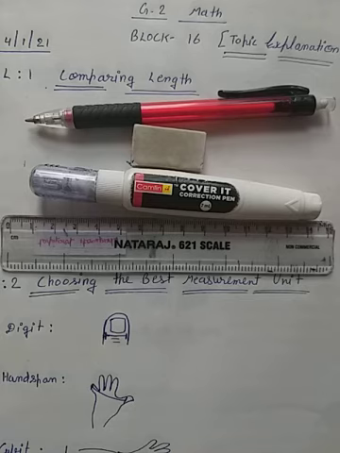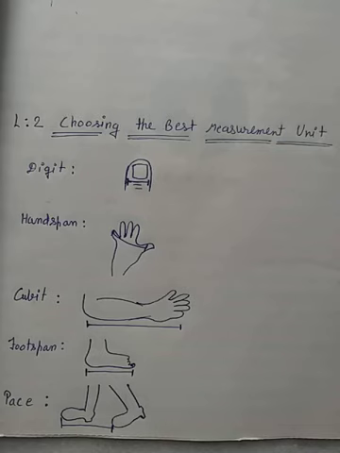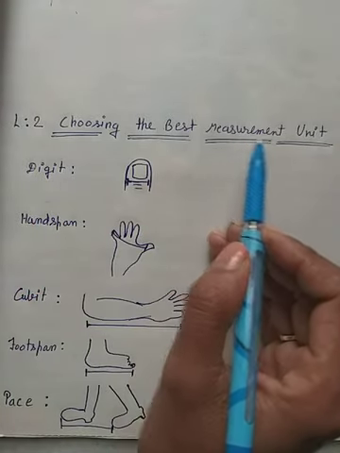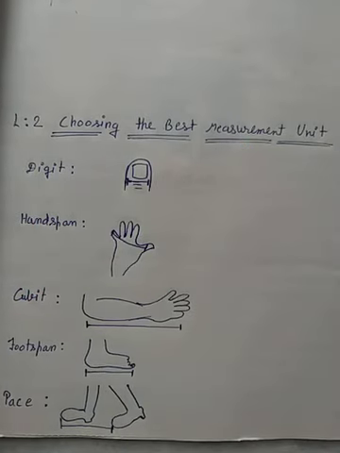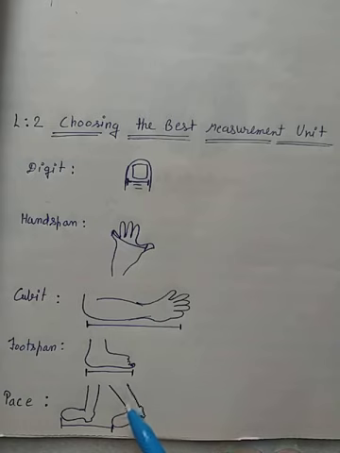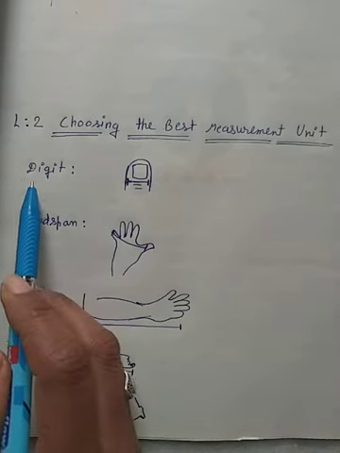Okay students, now come to lesson 2. Yes, in lesson 2, we are doing our length. But what is lesson 2? Choosing the best measurement unit. Okay, we have some measurement units. These are measurement units, and these are not fixed. First we have digit.